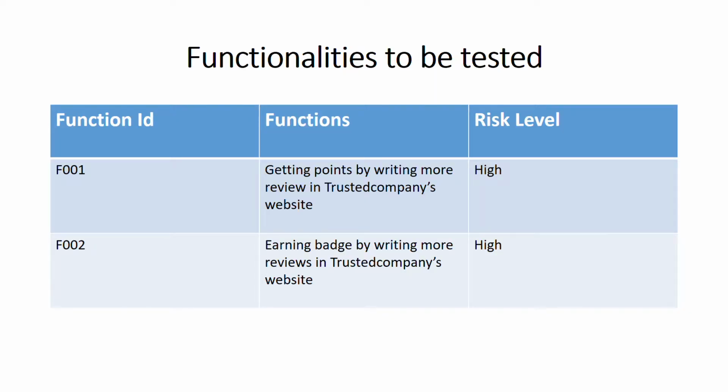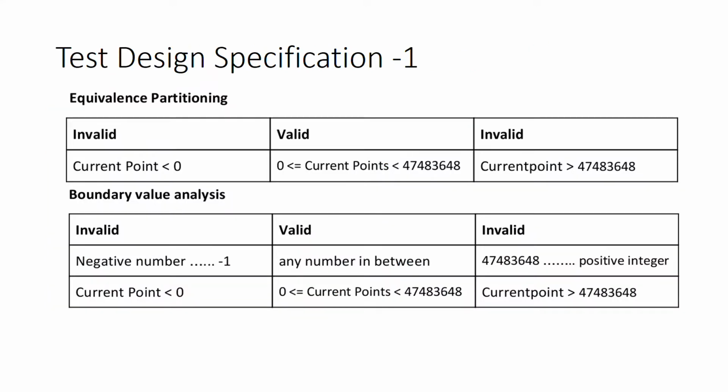There are two major functionalities to be tested in this project. The first functionality is getting points by writing more reviews on Trusted Company's website, and the risk level is very high. The second one is earning badges by writing more reviews on Trusted Company's website, and the risk level for this one is also high. So let's go to the test design specification.